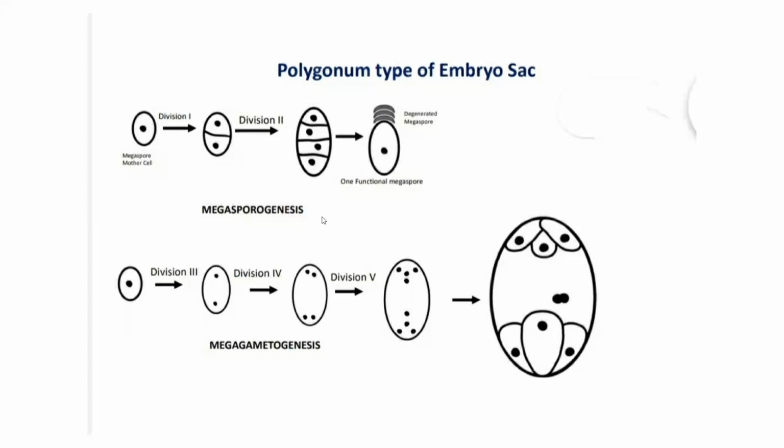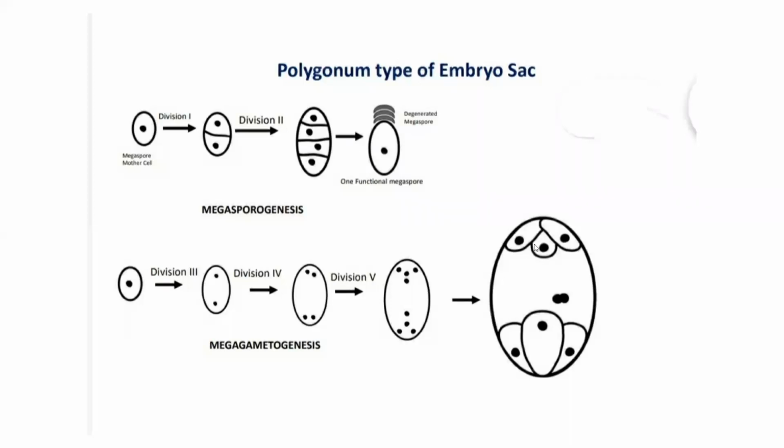The functional megaspore undergoes three mitotic divisions, so finally eight nuclei are formed in the embryo sac. Of the eight, three are antipodal cells at the lower side, two are synergids and one is the egg cell. The two polar nuclei, one from each end, fuse together in the central region and give rise to a secondary nucleus.